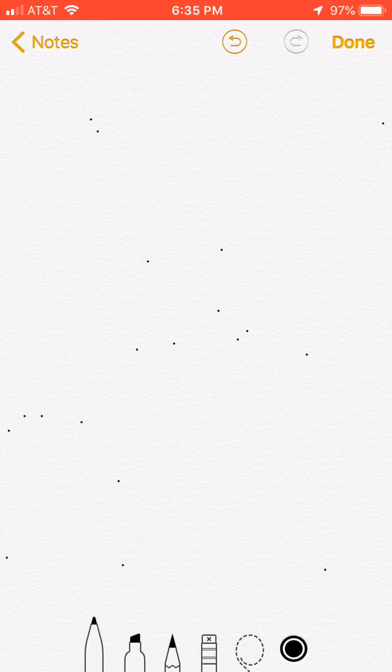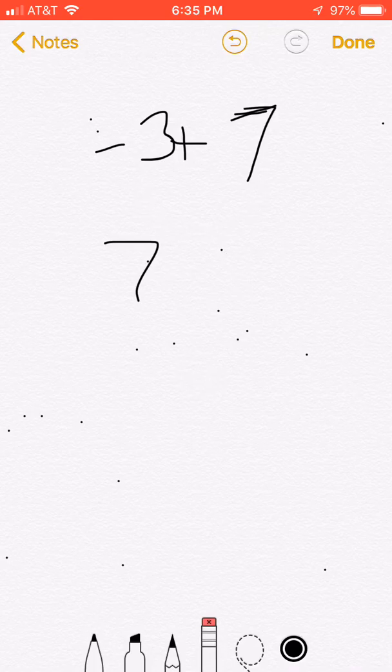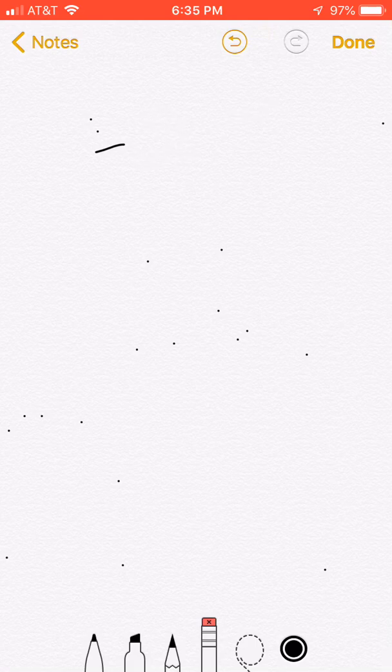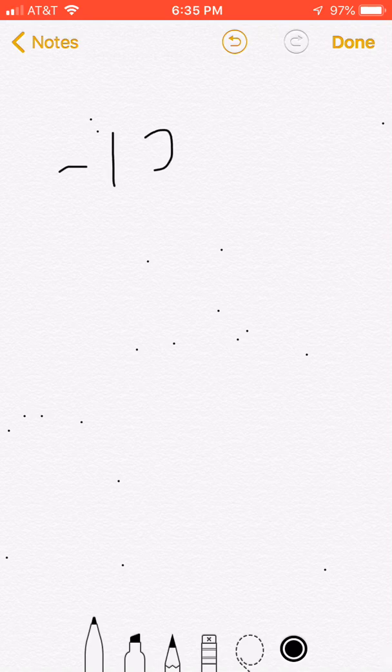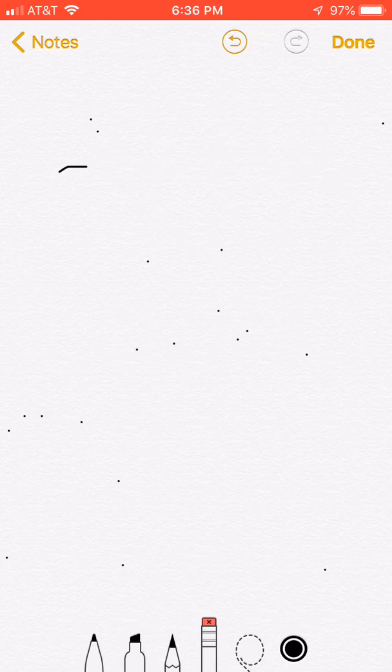So, negative 3 plus 7: we can always switch to make it 7 minus 3. And hey, that's pretty easy. 4. So you can always switch, remember that. And then we have negative 12 plus 12. Switcheroo, 12 minus 12. Hey, that's 0. Super easy, right? Nothing here to fret about.